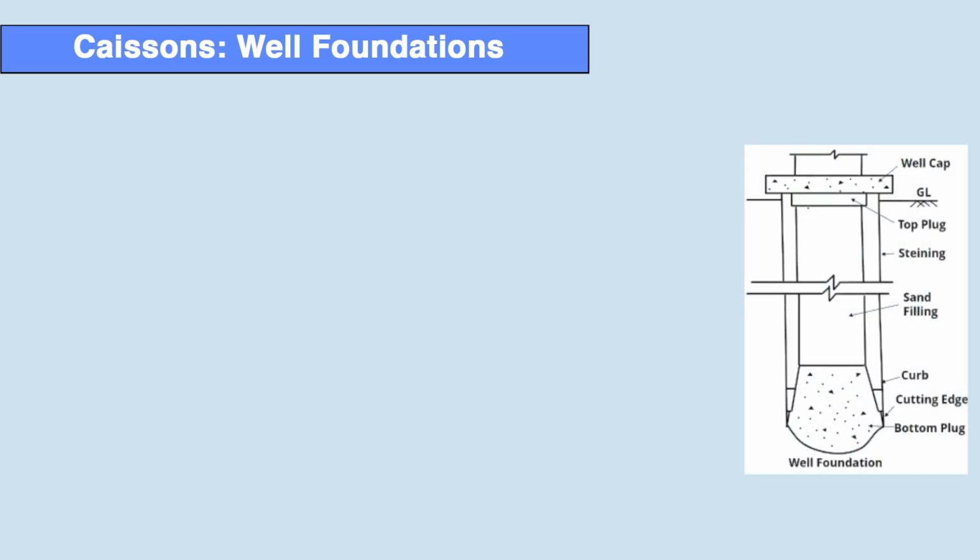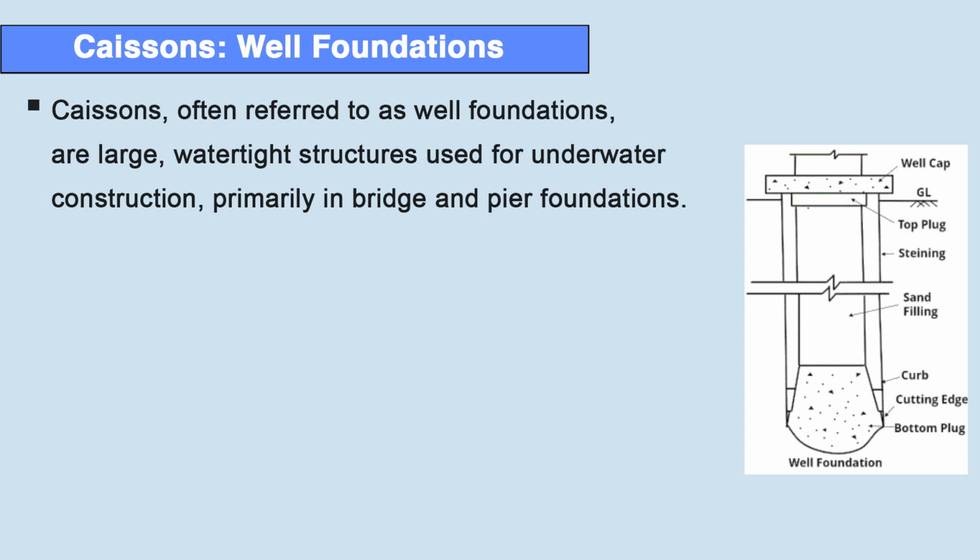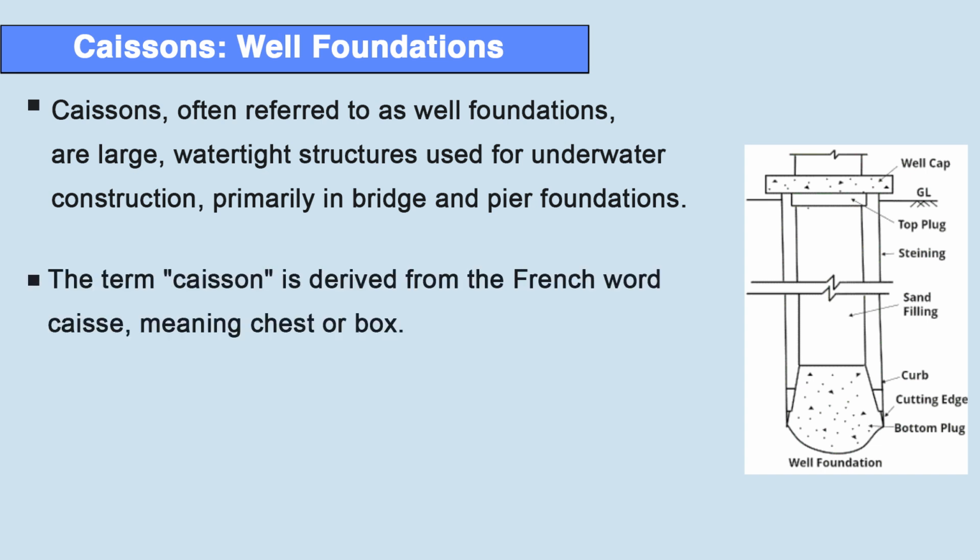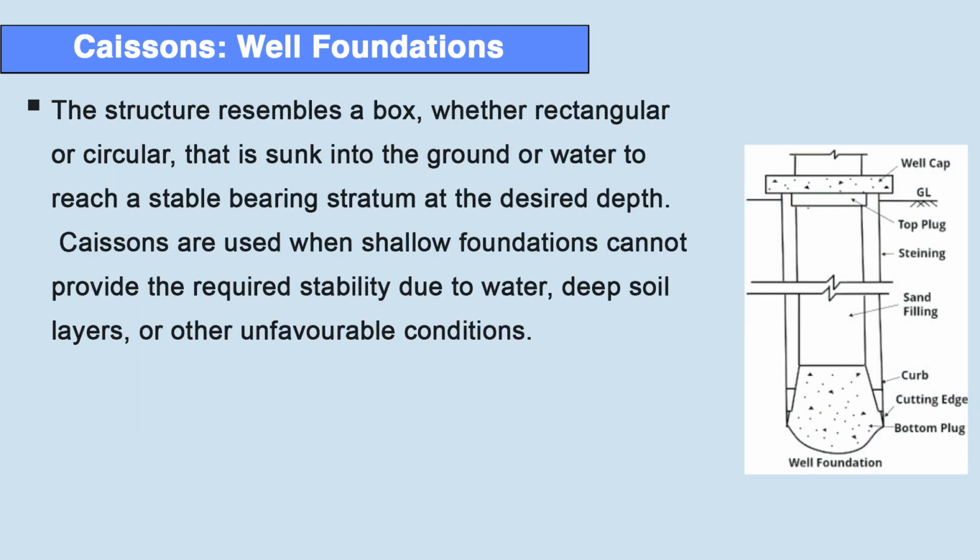They are commonly used in situations where high water levels or strong currents are present, such as in deep water or tidal areas. Then the next is caissons, also known as well foundations. Caissons, often referred to as well foundations, are large watertight structures used for underwater construction, primarily in bridge and pier foundations. The term caisson is derived from the French word caisse, meaning chest or box. The structure resembles a box, whether rectangular or circular, that is sunk into the ground and water to reach a stable bearing stratum at the desired depth.